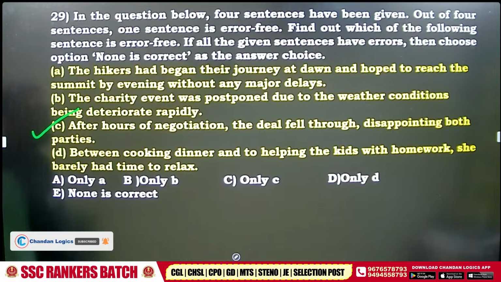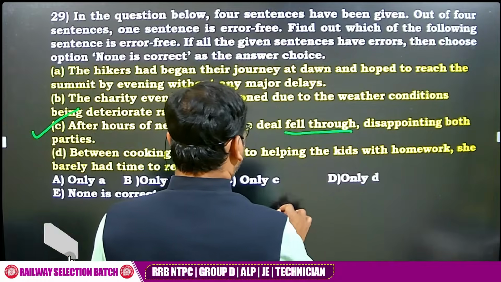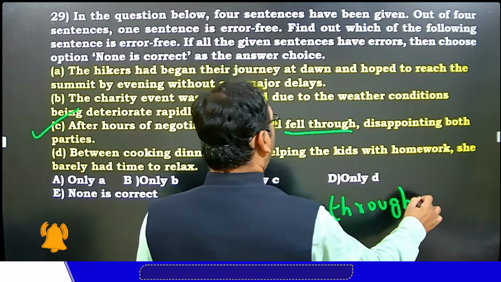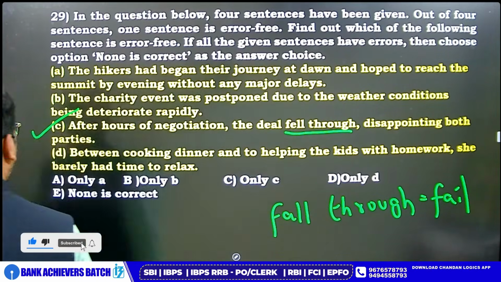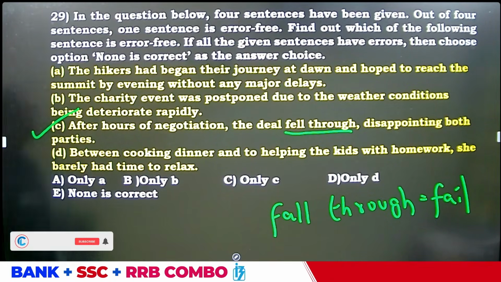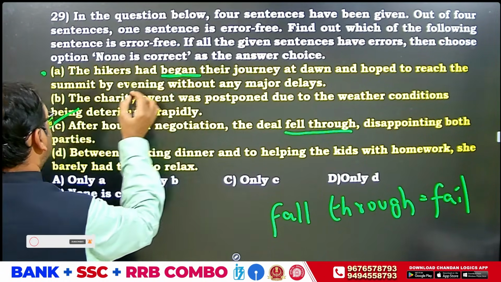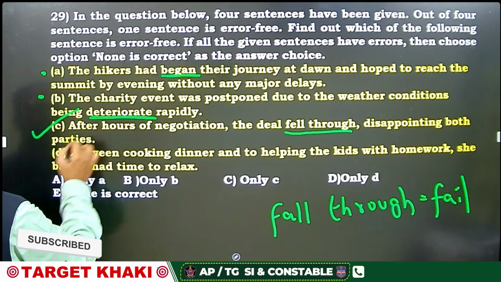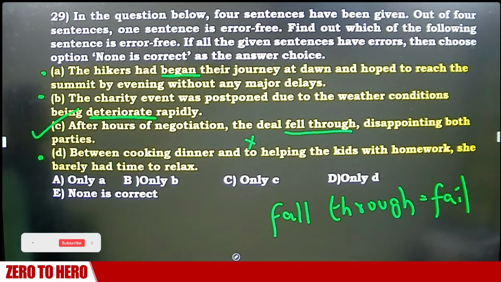After hours of negotiation, the deal fell through. You know the meaning of fell through? Fall through means collapse. Fall through means fail, loss, disappointment, disappointing both the parties. Only option C is wrong. How beautiful the sentences are. Here the problem is with tenses, had plus V3. Here the problem is passive voice, being deteriorated. Here the problem is a superfluous case, an unnecessary preposition.